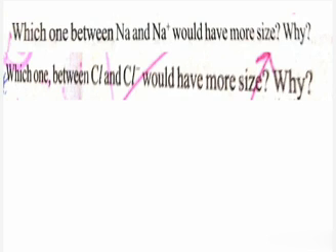So here the sodium loses one electron and forms the cation of sodium, Na+. That cation is Na+. So which one between Na and Na+ would have more size? Why? Between Na and Na+, which has more size? Does Na+ have more size or does Na have more size? Which one has more size and why is it like that?